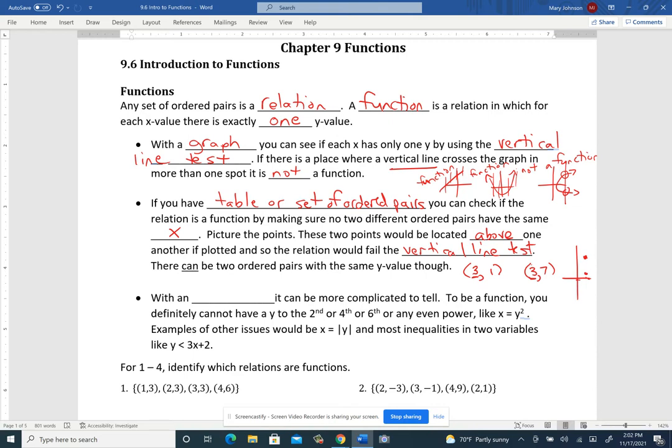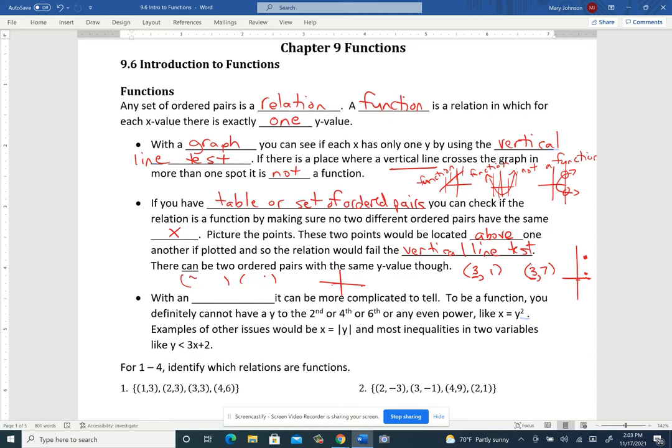Now you do have to be careful. Some people think that the same y would be a problem, but like if you had the ordered pair (5, 2) and the ordered pair (5, negative 3), (5, 2) would be here, (5, no, I meant to put, sorry, that's not the example I meant to do.